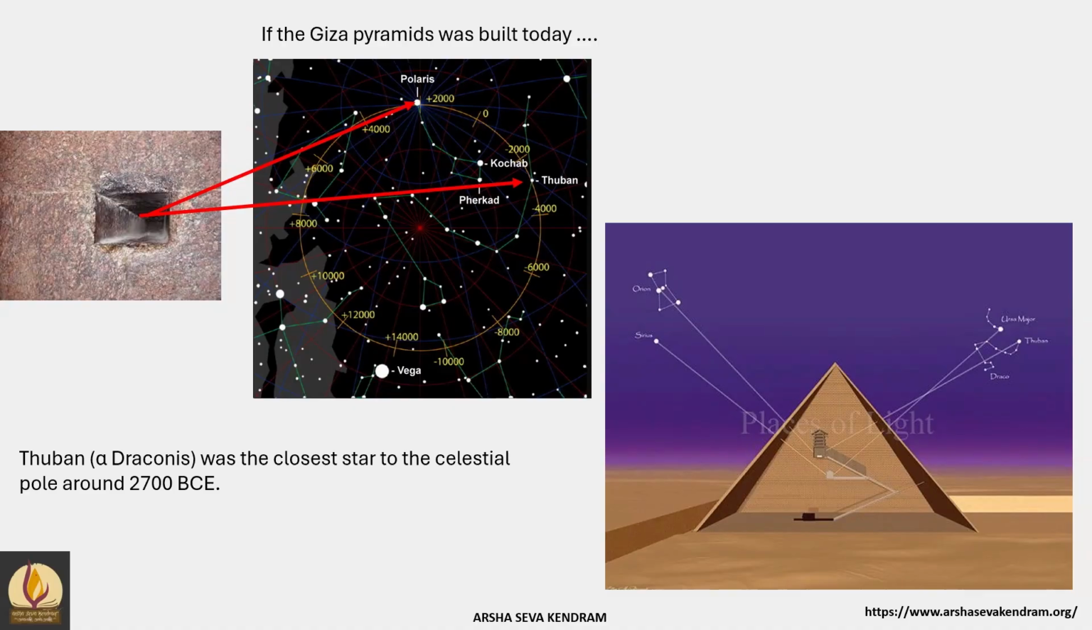So if the pyramids were to be built today, and there was an air shaft to denote the north pole, it would actually be pointing to Polaris. So what has happened is between 2700 BCE and today, the precession of the Earth, or the wobble of the Earth, has caused the northern celestial pole to align with the pole star as opposed to the Thuban star that was there during the times of the pyramids.